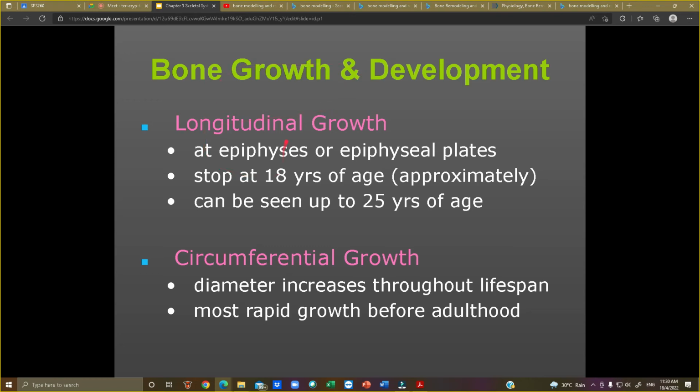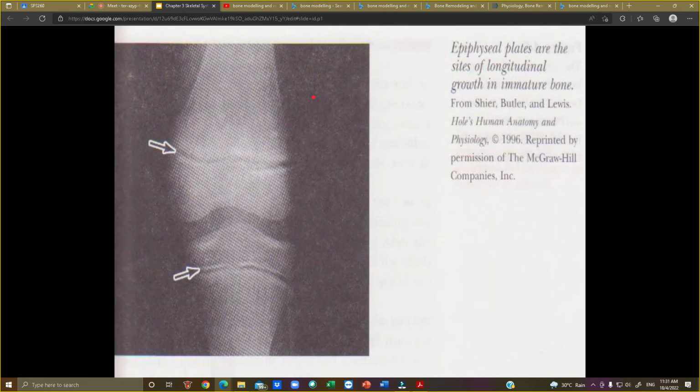Okay, and longitudinal growth most of the time occurs at the epiphyseal plate and it stops at 18 years of age. Some of you can be seen up to 25, meaning after 25 tak akan ada lagi dah. Dah habis dah in terms of longitudinal, but not circumferential. Circumferential ni dia punya width, dia punya lebar. So for the circumferential growth, diameter increases throughout the lifespan and most rapid growth before adulthood. This one is referring to Wolff's law. Okay, and bone growth and development occurs, ni epiphyseal lah.